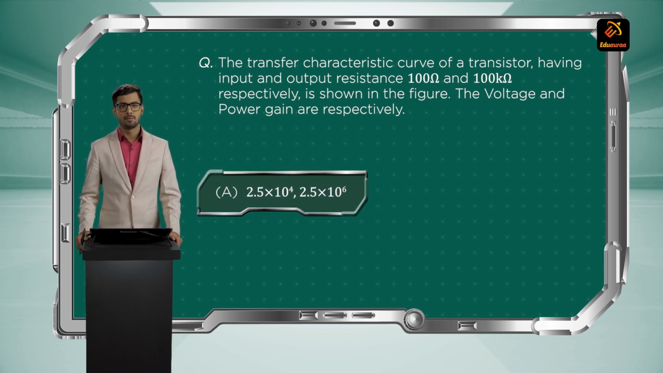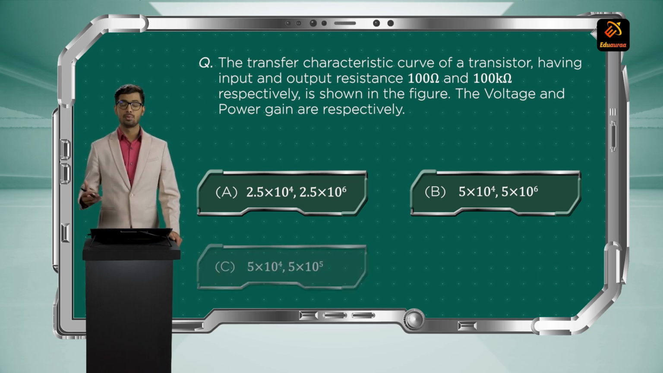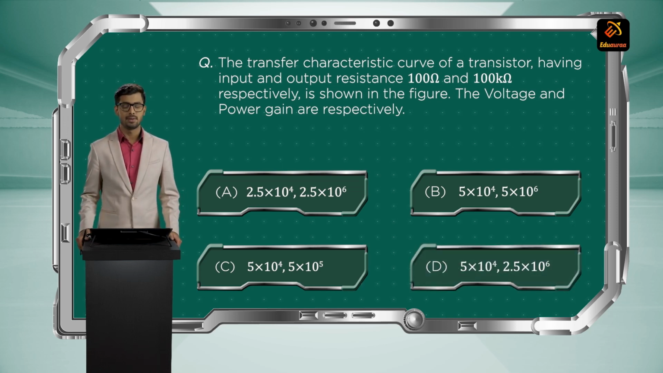Option A, 2.5 × 10^4, 2.5 × 10^6. Option B, 5 × 10^4, 5 × 10^6. Option C, 5 × 10^4, 5 × 10^5. Option D, 5 × 10^4, 2.5 × 10^6.